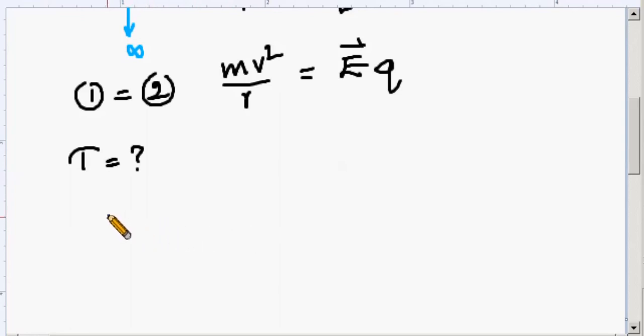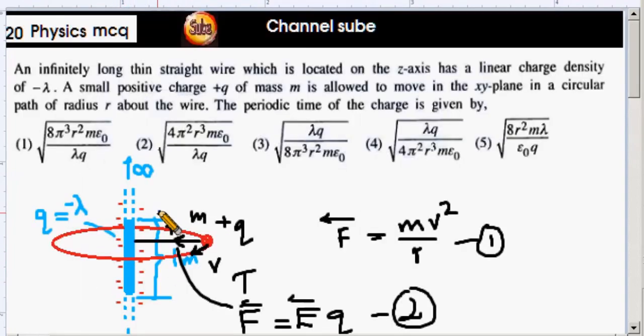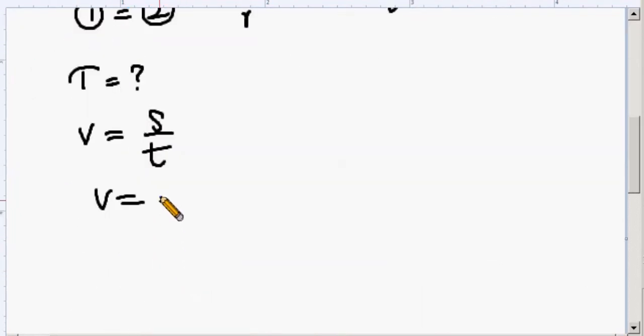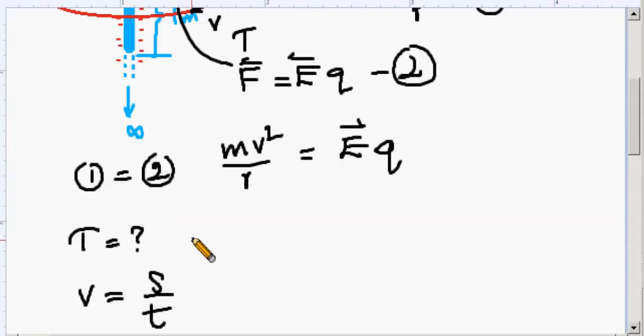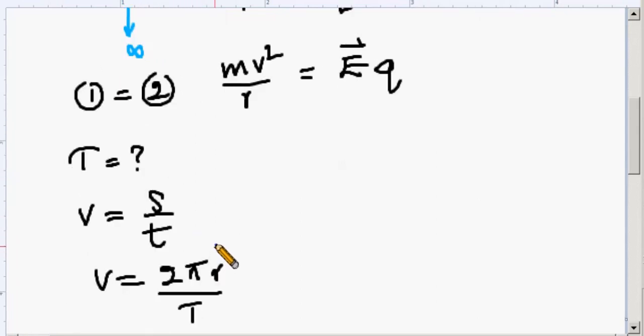So we know the velocity can be written as s over t, the distance divided by the time. So velocity equals the distance, and if we consider one circle, the distance is 2 pi r. Then the time for one circle is capital T. So now we have the relationship, and we can apply it to substitute it here.